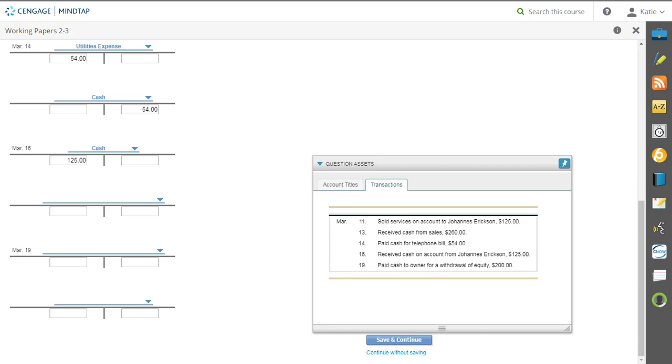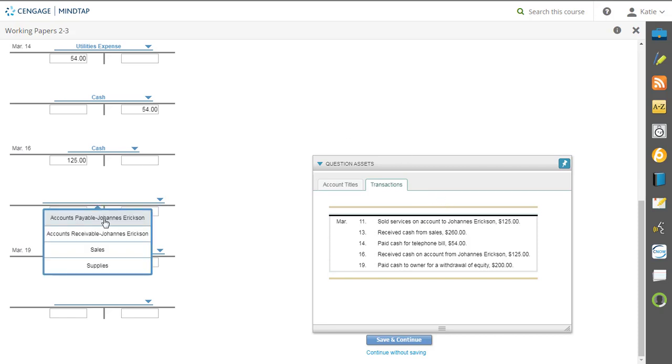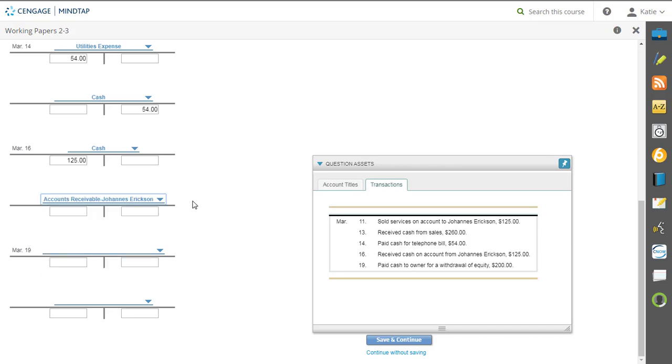So accounts receivable Johanny Erickson is an asset and she owes us less money. So therefore, it's an asset. We need that asset to go down. And the downside of assets is going to be a credit for $125.